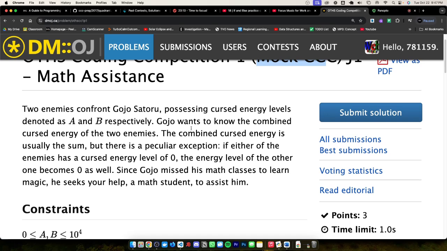The combined cursed energy is usually the sum, but there's a peculiar exception. If either of the enemies has a cursed level of 0, the energy level of the other one becomes 0 as well. Since Gojo missed his math classes to learn magic, he seeks your help, a math student, to assist him.